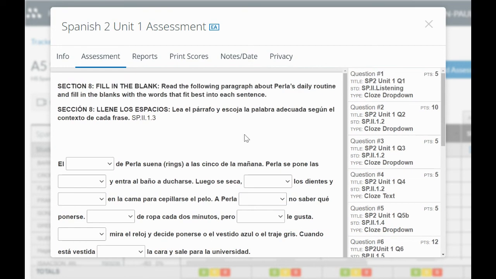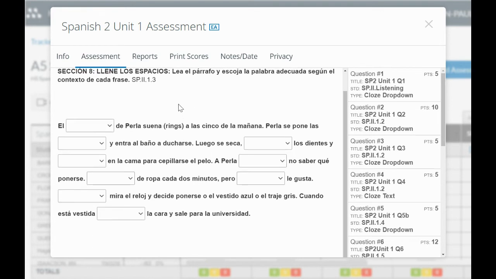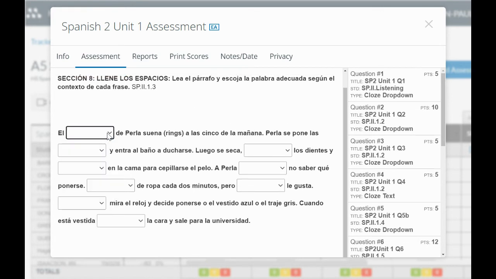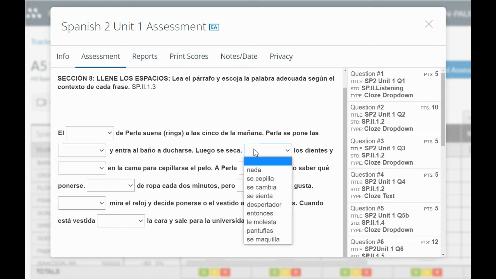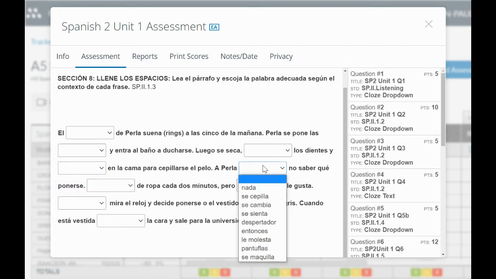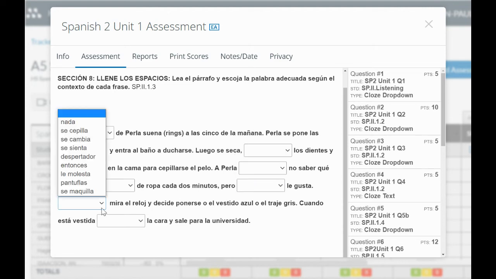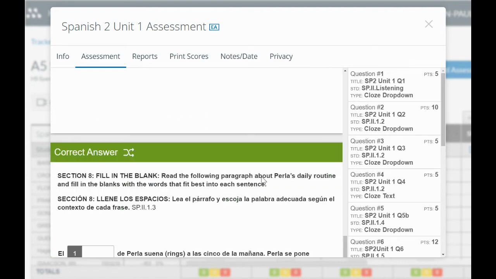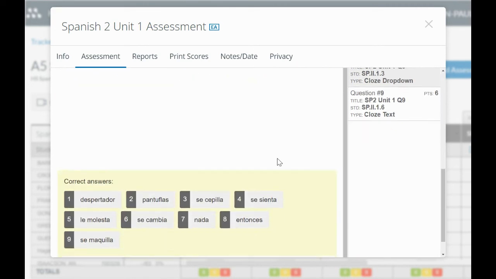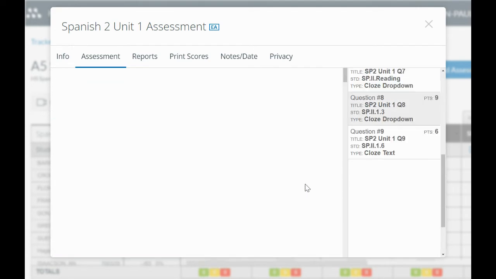Question 8. Fill in the blank. Read the following paragraph about Perla's daily routine and fill in the blanks with the words that fit best in each sentence. So you have a drop down for all of these, and you need to make sure you know which one is doing what based on Perla's daily routine. Hopefully we know what our daily routines look like.